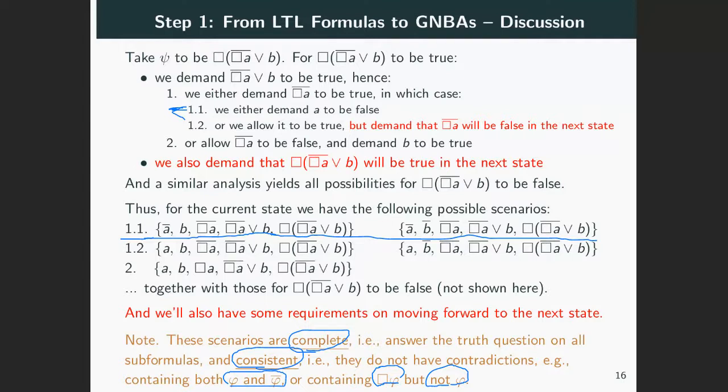Okay. I hope you have an intuitive grasp of the kind of scenarios we need to consider for the truth of the subformulas that appear in a formula psi. You will not need to perform this tedious case analysis that led to these scenarios in our examples. I've only shown this to give you some intuition. Next, when we define our automaton, aut psi, we will use these ideas to give a more direct definition.